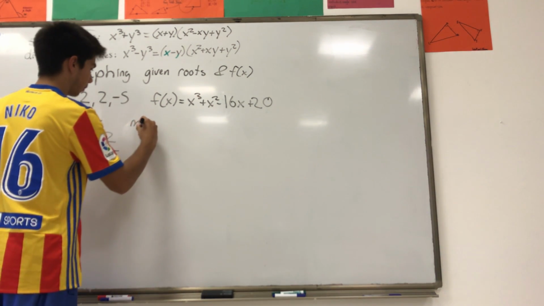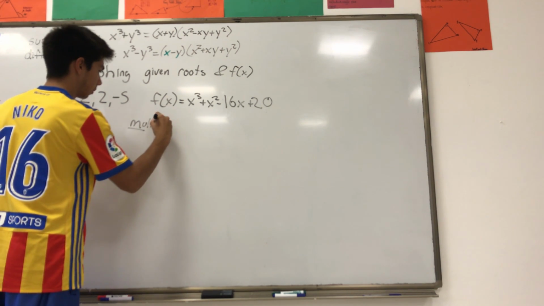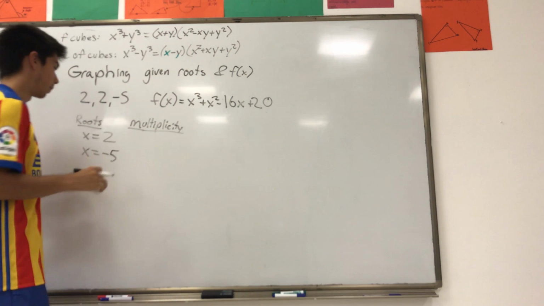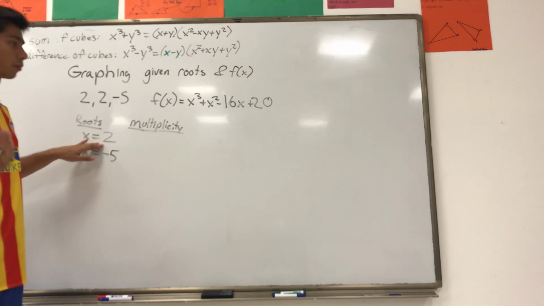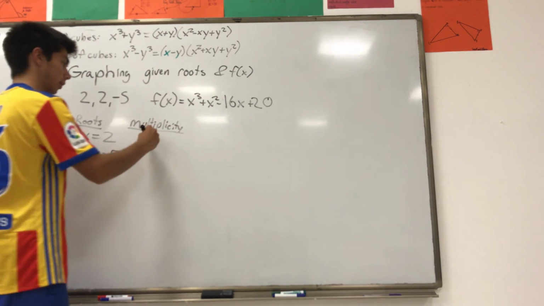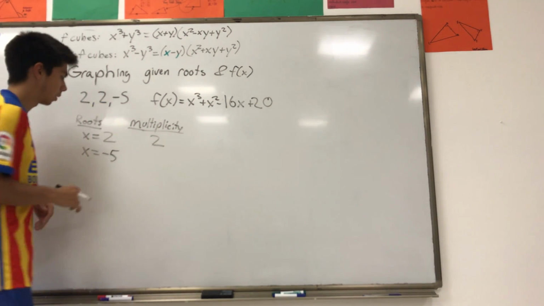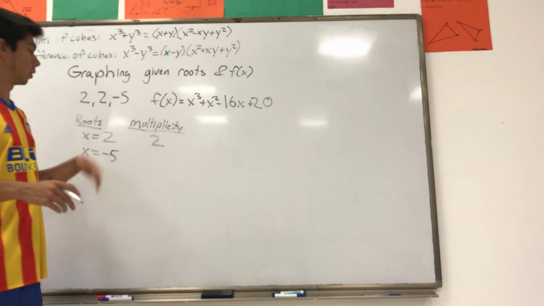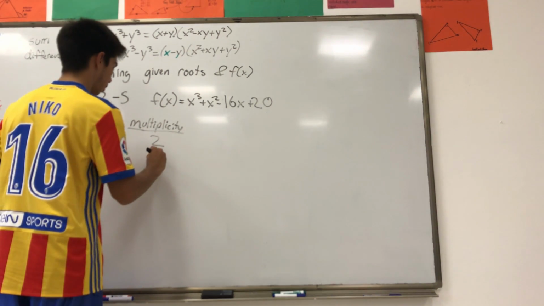Basically what I just said was your multiplicity, so this is multiplicity. I'll write out the whole thing this time. Multiplicity. My multiplicity of 2 is how many times the root shows up. So I have 1, 2. It shows up 2 times, so it has a multiplicity of 2. And then my x at negative 5, my root there, I only have 1. So my multiplicity of this one is 1.